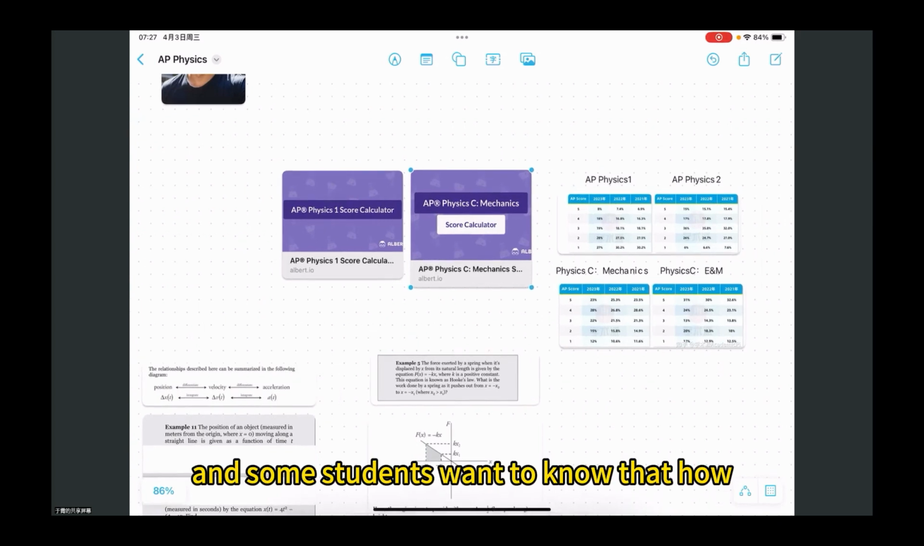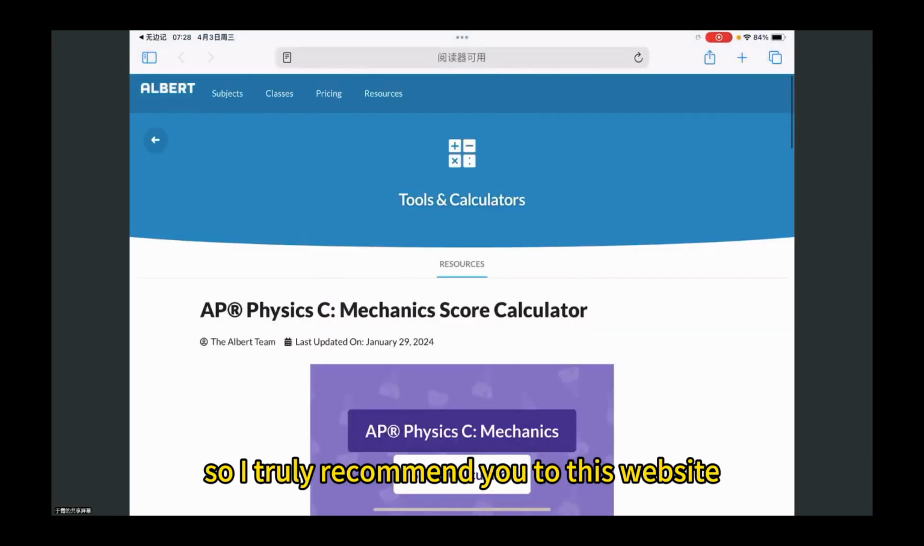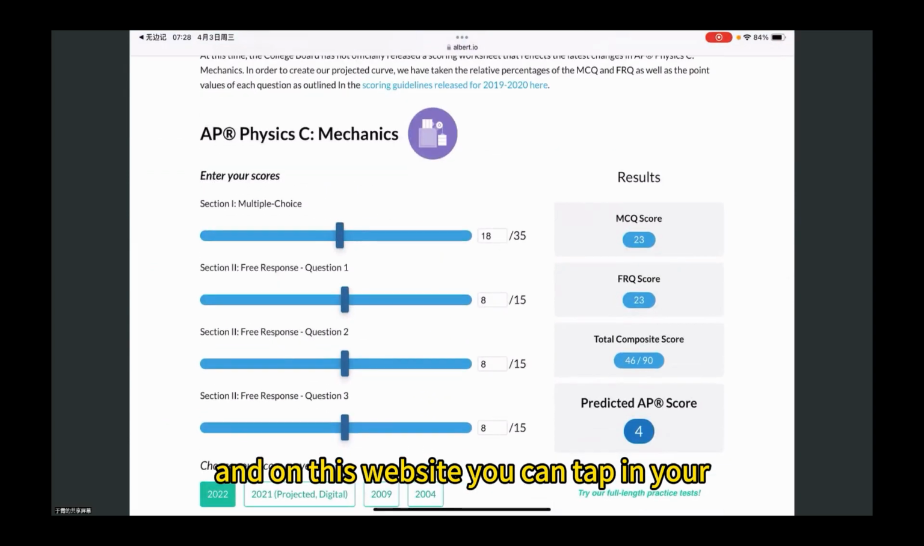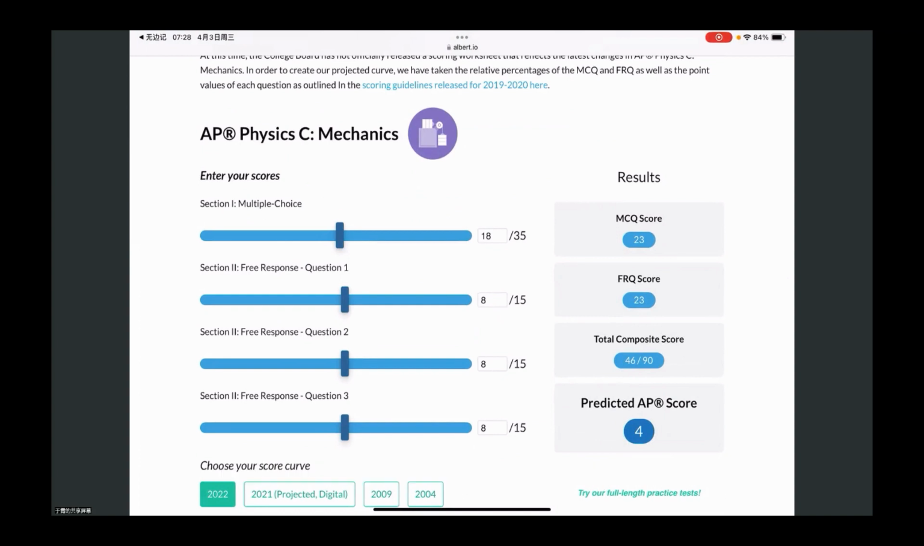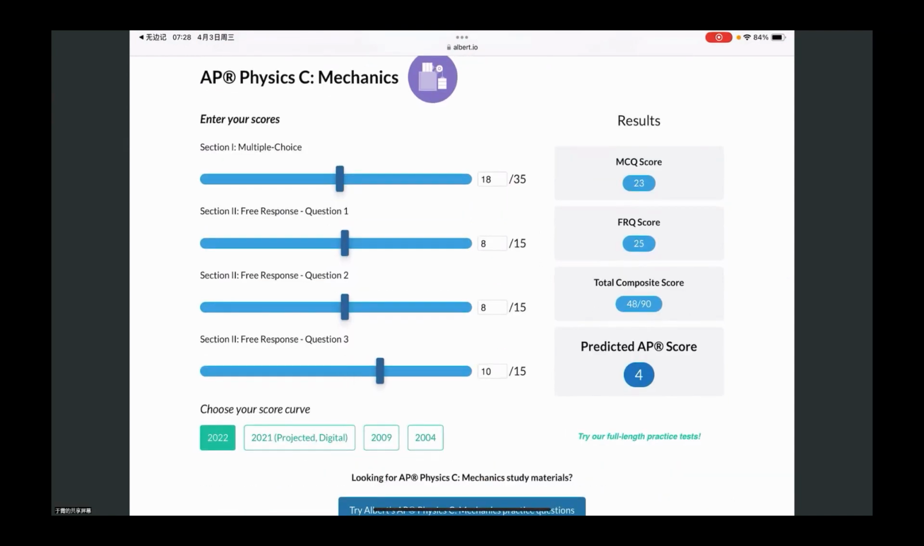And some students want to know how they can transfer their raw score on the paper into a grade on the scale of 5. So I truly recommend this website. On this website you can enter your Section 1 score and your scores on each free response question, and then the system will automatically work out your predicted AP score according to your specific raw scores.